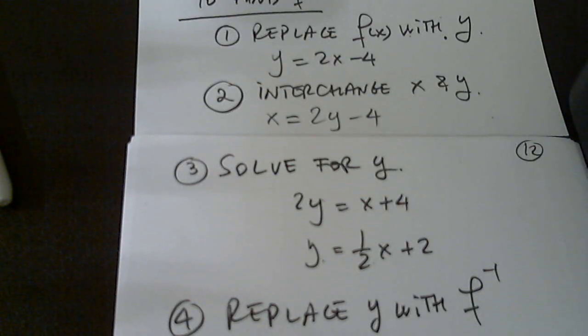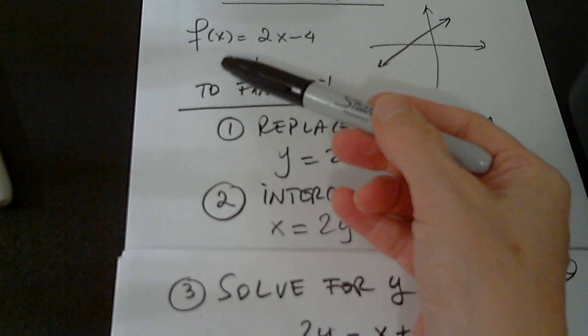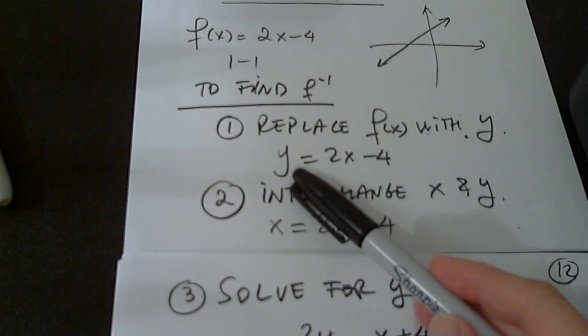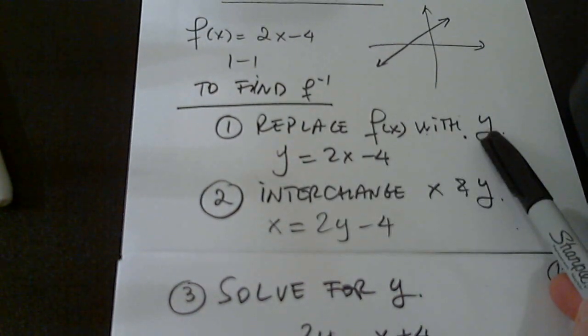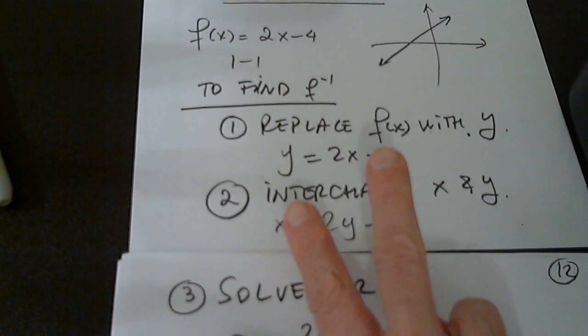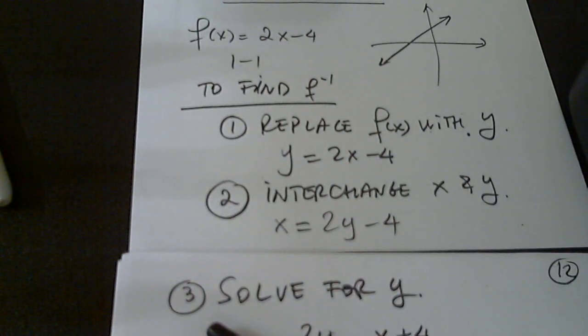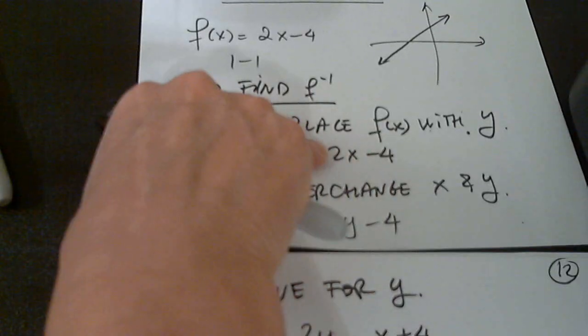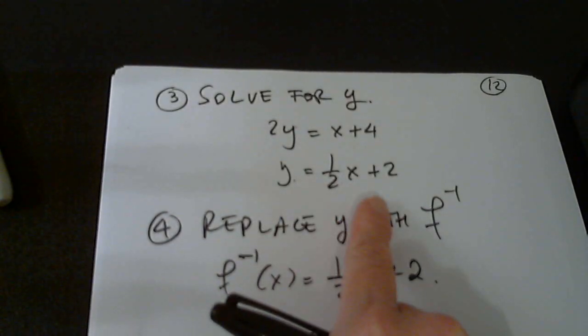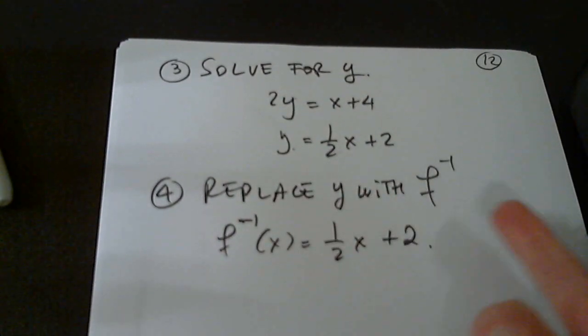Once I know that a function is 1-to-1, I can determine its inverse. First step, I replace f of x with y. I can do that because they are the same. In step number 2, I interchange x with y because this will be the new function that I'm looking for. Then I solve for y. Once I have done that, all I have to do in the last step is very simple. Just replace y by the notation f inverse. And this is it.